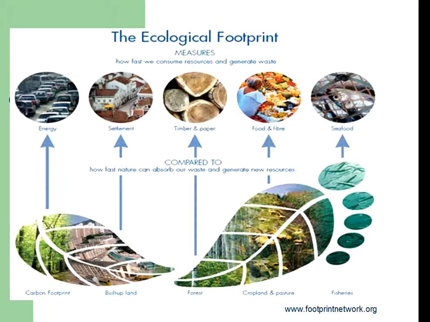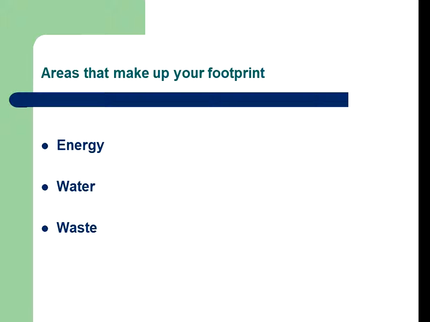The footprint represents two sides of a balance sheet. On the asset side, biocapacity represents the planet's biologically productive land areas, including our forests, pastures, cropland, and fisheries. These areas, especially if left unharvested, can also absorb much of the waste we generate, especially our carbon emission. Areas that make up your footprint: energy, water, waste.